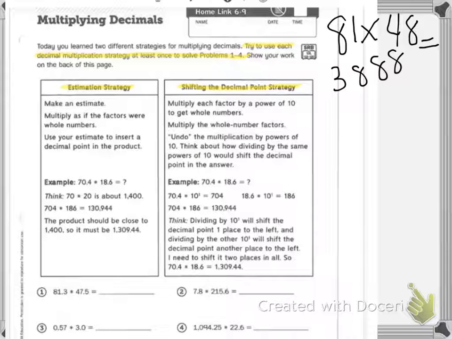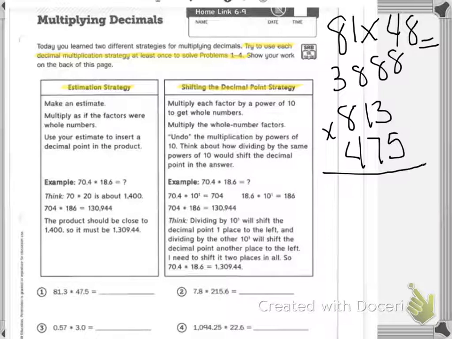So if I move my decimal, I have 813 times 475 equals 386,175. Everybody needs to write this down. But I know my answer should be close to 3,800, so I'm going to put my decimal point right here. If you want, check with the calculator. I did, and I got that answer.